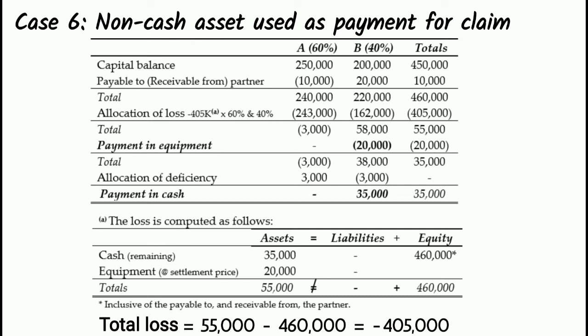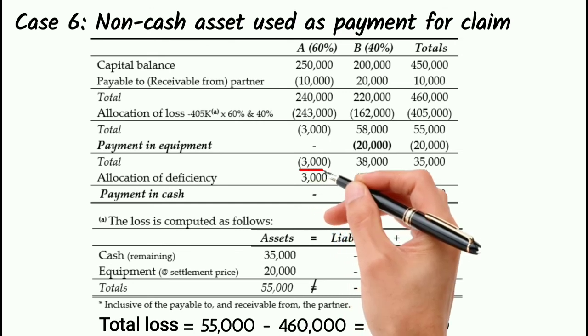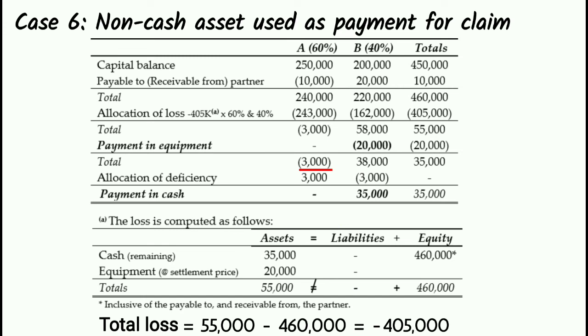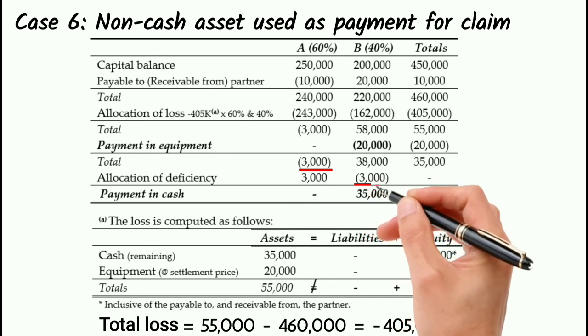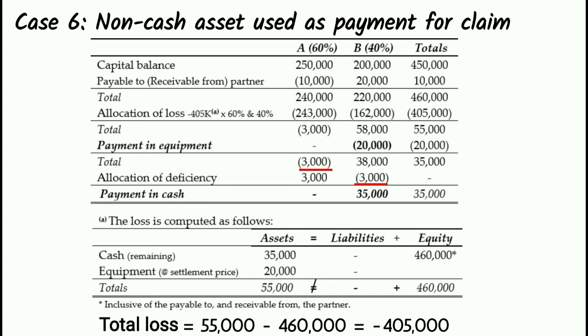58,000 pesos minus 20,000 pesos is equal to 38,000 pesos. As you can see, my capital deficiency is partner A. Yung capital deficiency na 3,000 pesos, yan ay i-absorb ni partner B. So yung 3,000 pesos, yan ay i-deduct sa capital ni partner B.